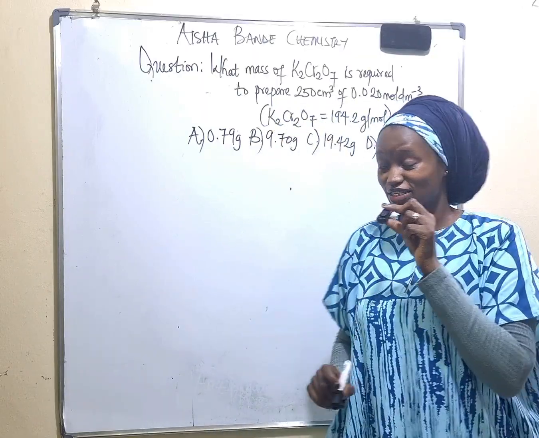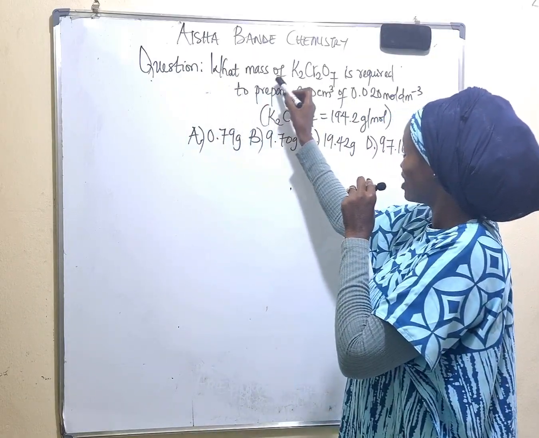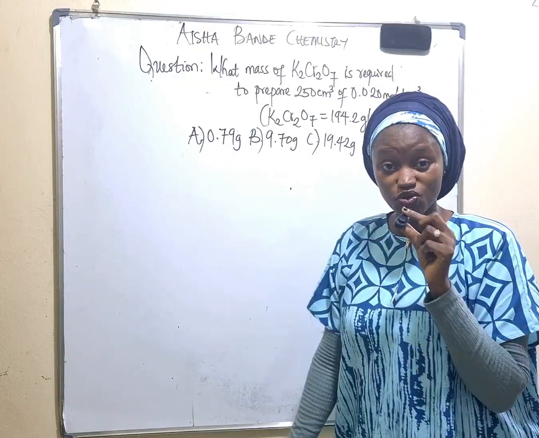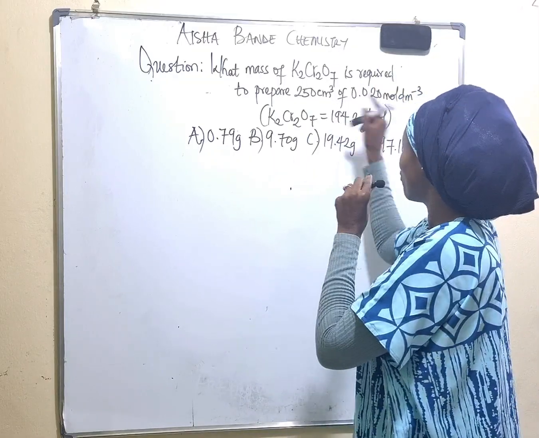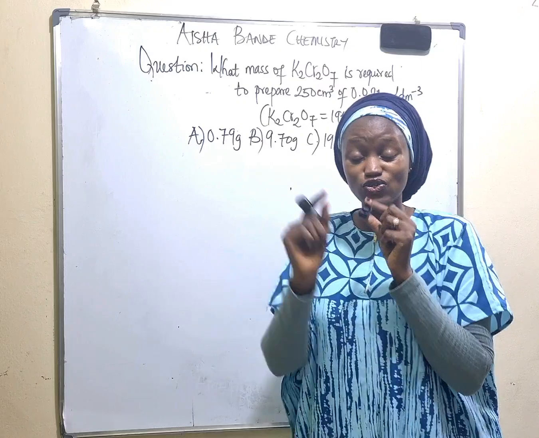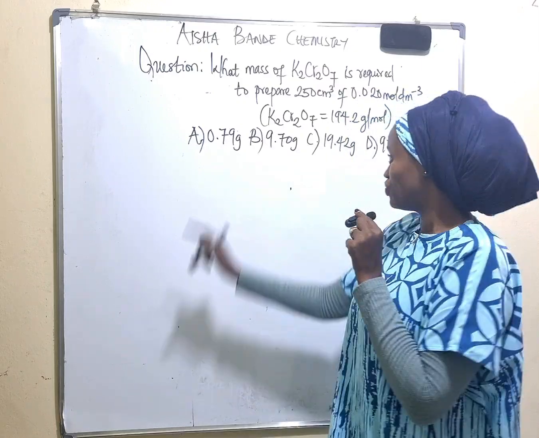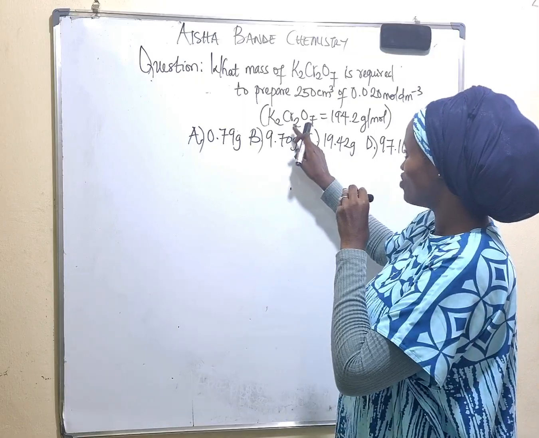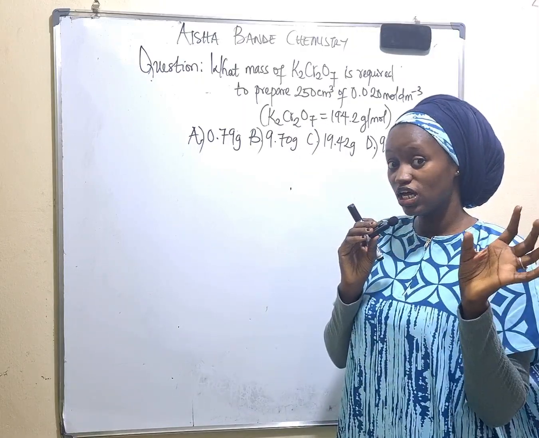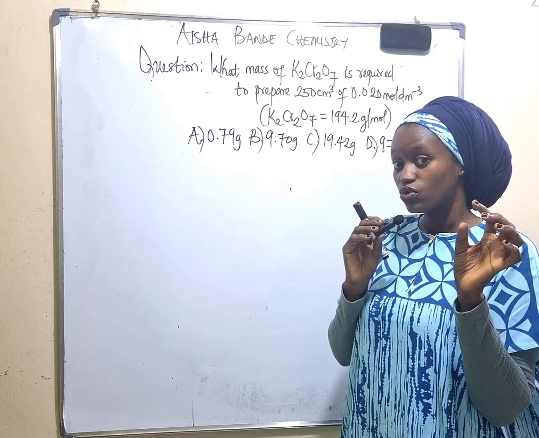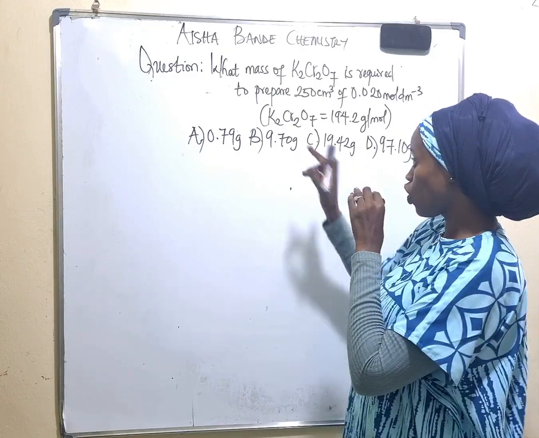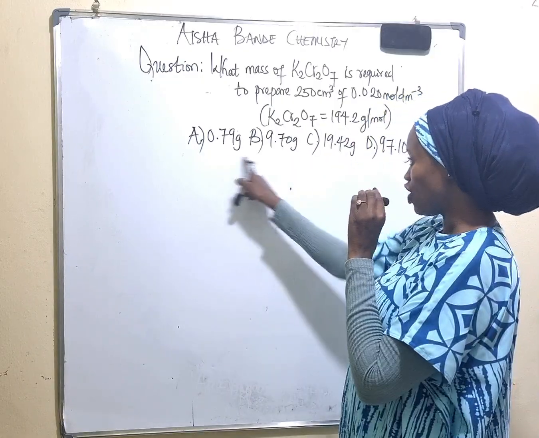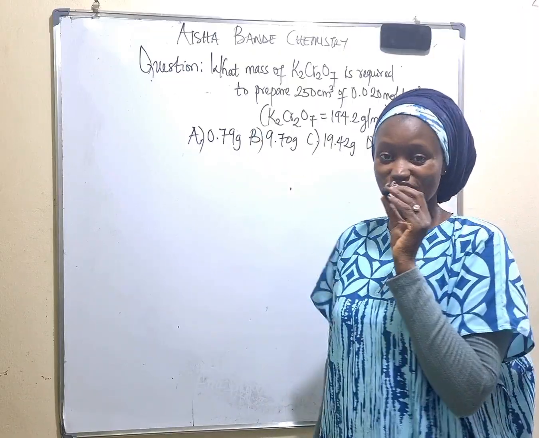Alright, so let's get started. The question says, what mass of K₂Cr₂O₇ is required to prepare 250 cm³ of 0.020 mol/dm³? We have four options, right? And we're given the formula, and the molar mass of the compound as 194.2 g/mol. Let's see which of these options has the correct answer.